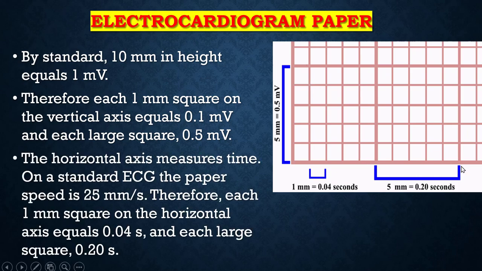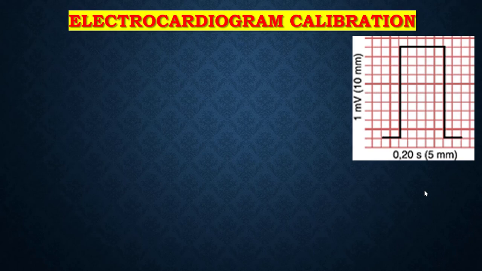The horizontal axis measures time. On a standard ECG, the paper speed is 25 millimeters per second. Therefore, each millimeter square on the horizontal axis equals 0.04 second. This one small square is equal to 0.04 second, and each large square is equal to 0.20 second. From here to here, between the two heavier lines, the 5 squares are equal to 0.20 seconds.